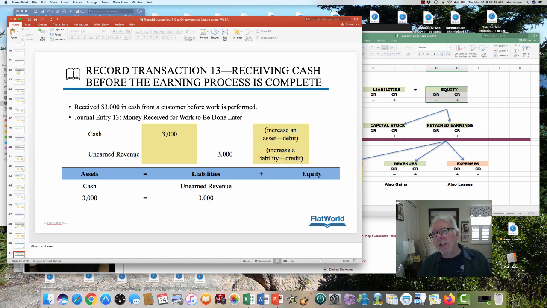Well, just like we took an expense that hadn't been incurred yet and made it an asset, I'm going to take this and make it a liability. So we get a check for $3,000, cash goes up, asset is debited. And instead, this is like the opposite of prepaid rent. We're going to call it unearned revenue, and it is a liability. Okay? It will become revenue as we do the work.